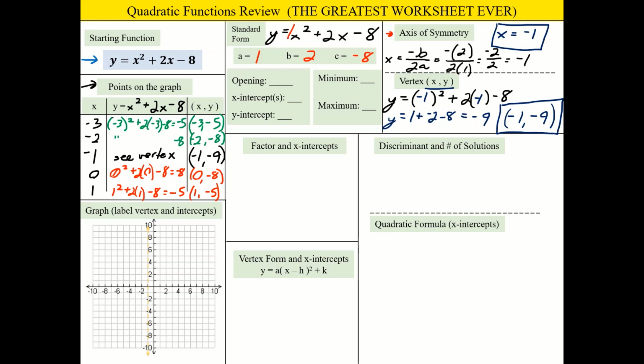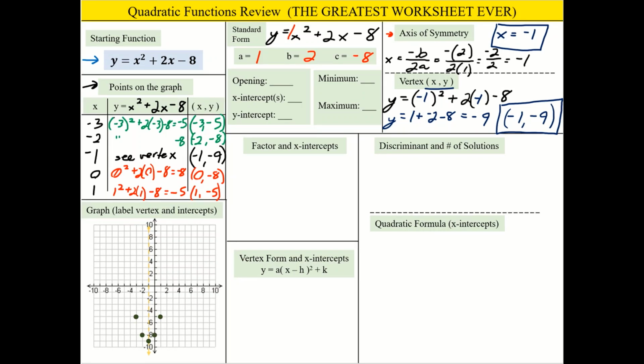Now that I have the points, I should plot them. There are my points, and if you look at the directions, it asks you to also label the vertex and the x-intercept and intercepts. So we have the y-intercept here. I will label that. That point right there is the y-intercept. I can go ahead and write it in the top middle part. Y-intercept is -8. And notice that we could have just gotten that by looking at the c value.